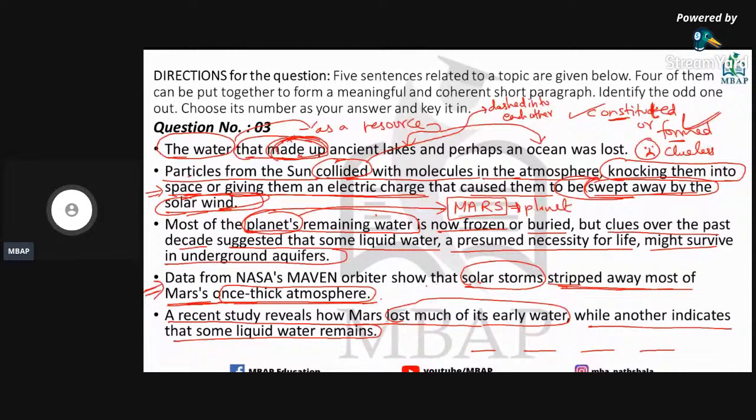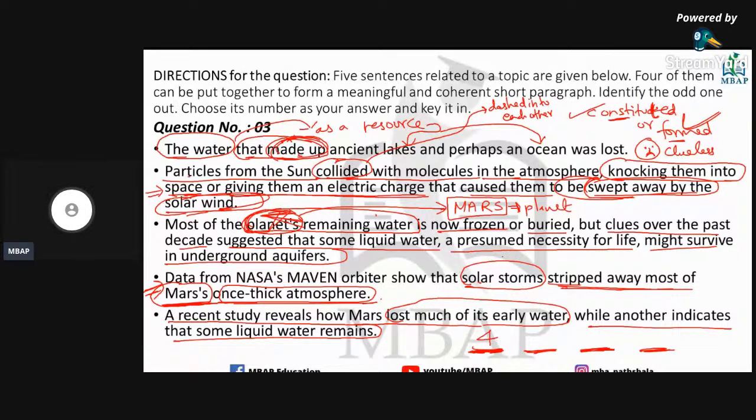Now I'll tell you something. Between sentence 1 and 2, if you have to choose, had it been a parajumble question, you would have chosen sentence 4 to be your starting sentence. Why? Because it mentions the name of the planet, Mars. Am I correct? There's a logical approach to parajumbles: a sentence which has a noun in it will always be the starting sentence. Sentence 3 doesn't say Mars, it says the planet's remaining water. So sentence 4 is my starting sentence.